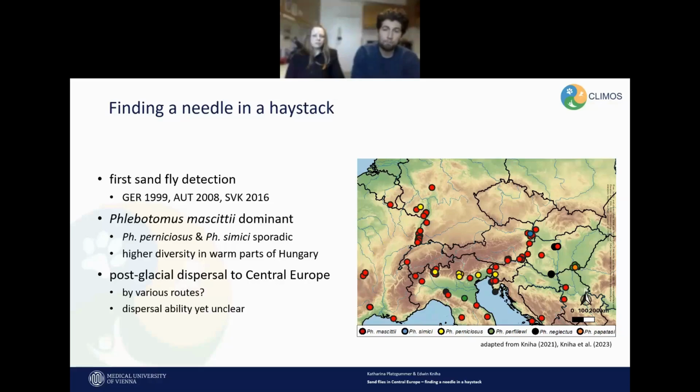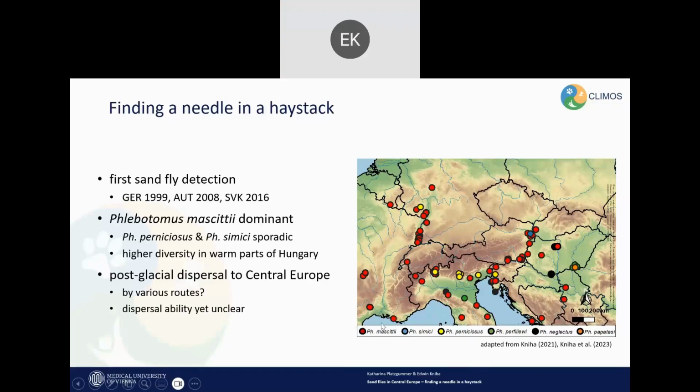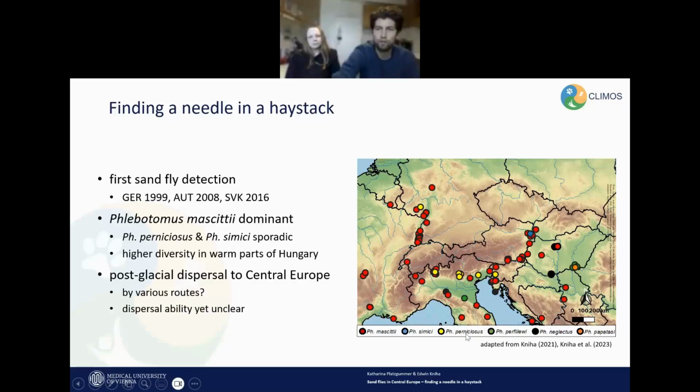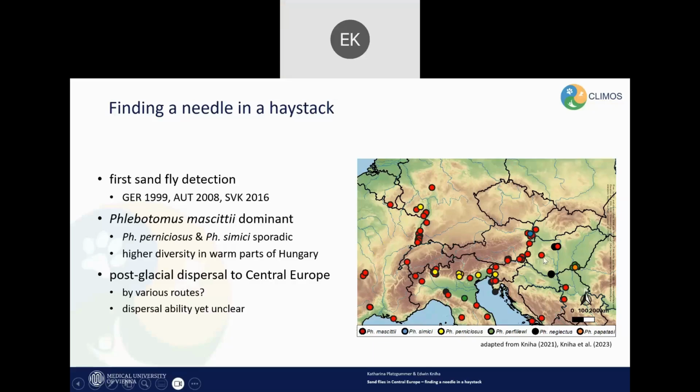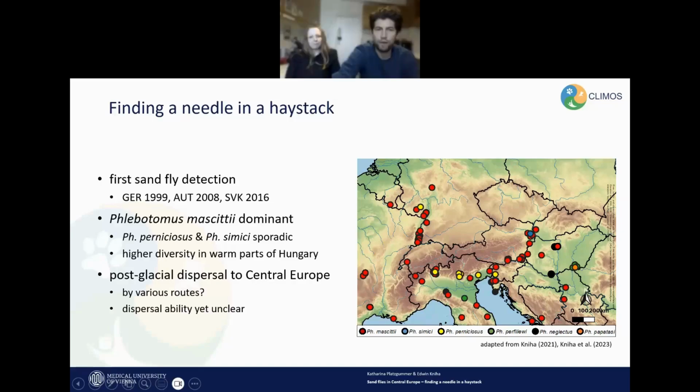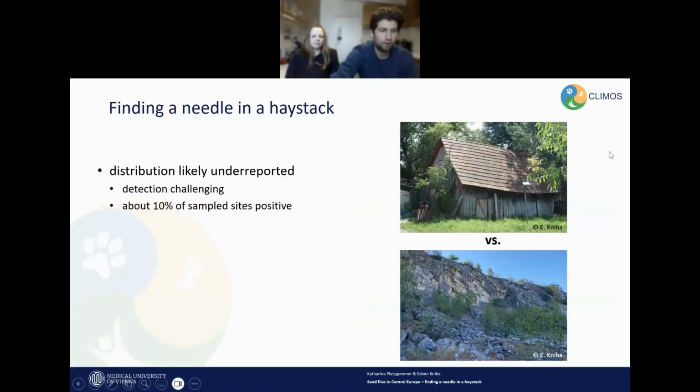And still not fully clear, but probably sandflies used various routes of dispersal. So probably some populations came from a refugial area here in France, and some others, like Phlebotomus simici, came from a refugial area in the Balkans. But this is yet not fully clear, because we also don't have a very good picture of their dispersal ability. So we are still not fully sure how fast and how sandflies are actually dispersing.